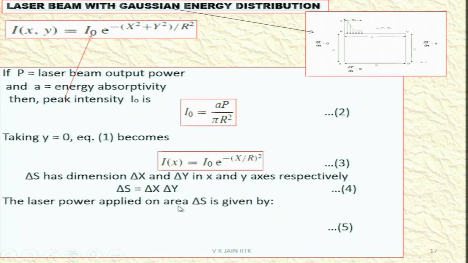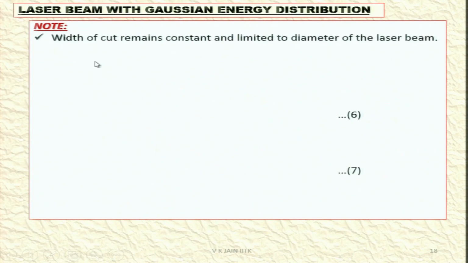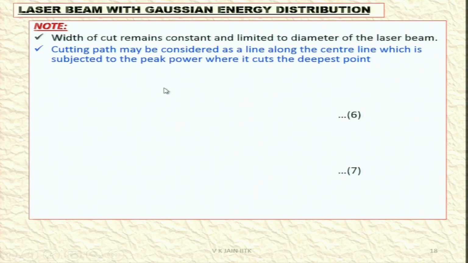The laser power applied on area delta S is given by delta P = I0 times e^(-(x/r)²) times delta S. Note, width of cut remains constant and limited to the diameter of the laser beam. Cutting path may be considered as a line along the center line which is subjected to the peak power, where it cuts the deepest point.